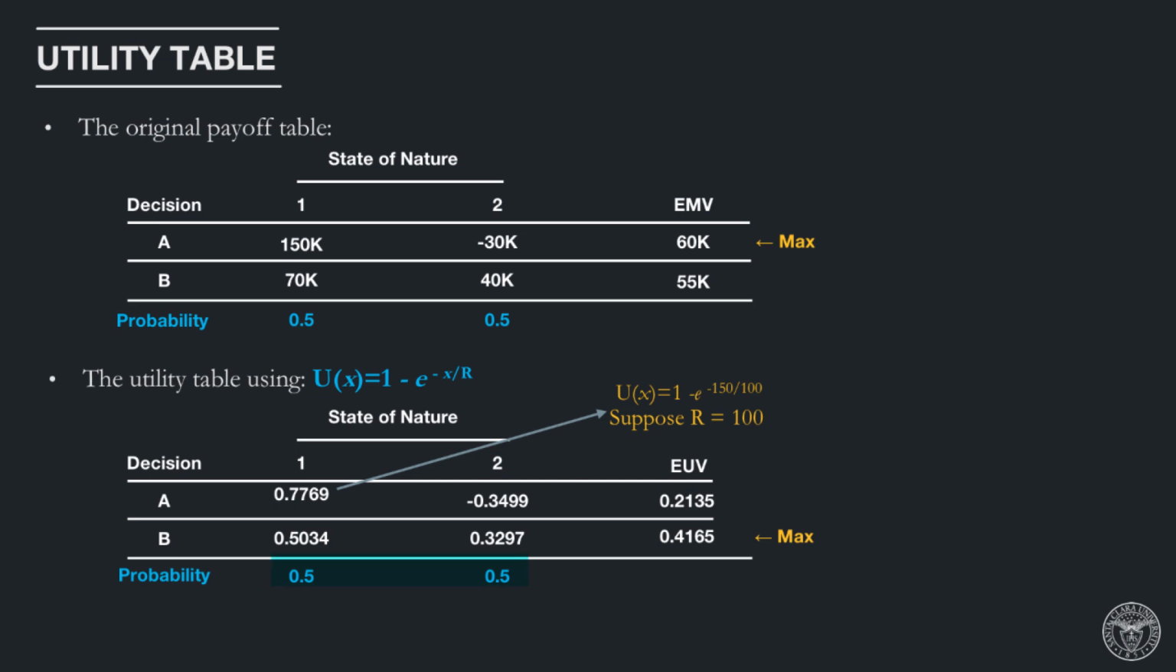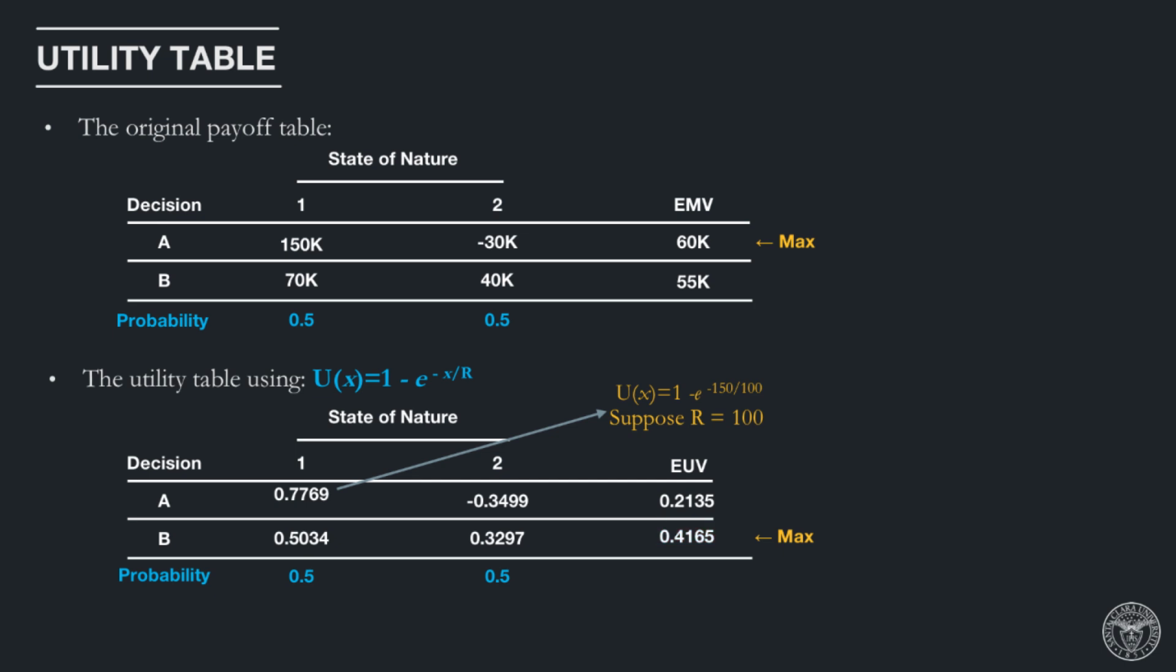Given that we have the probability of 0.5 for state of nature 1 and 0.5 for state of nature 2, we can compute the expected utility value. For example, for decision A, we have 0.7769 times 0.5 plus negative 0.3499 times 0.5, we get 0.2135. For decision B, similarly, we get 0.4165 as the expected utility value.